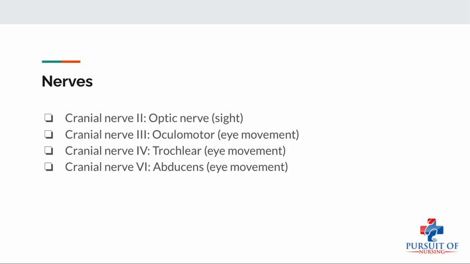So nerves. So there are 4 different cranial nerves that deal with sight and help with eye movement. So we talk about the cranial nerves in depth in our neurological section, but just know that cranial nerve 2 is the optic nerve. It deals with eyesight. 3 is ocular motor, 4 is trochlear, and 6 is abducens, all that help facilitate eye movement.